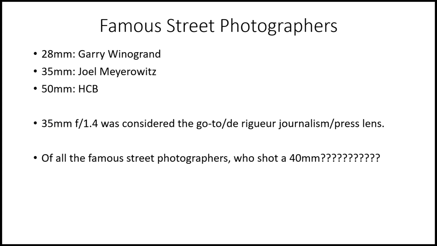Okay, so let's talk about, and here's what's interesting. I find this absolutely fascinating. In street photography, you have basically three camps: the 28 millimeter camp, the 35 millimeter camp, and the 50 millimeter camp. So let's talk about some of the famous photographers who belong to each camp. Gary Winogrand was from the 28 millimeter camp. Joel Meyerowitz was from the 35 camp, and he's still alive, of course. And then Henri Cartier-Bresson was from the 50 millimeter camp. And these are all three Leica shooters. I didn't choose these three just because they shot Leica. I just chose them randomly because each one represented a different camp.